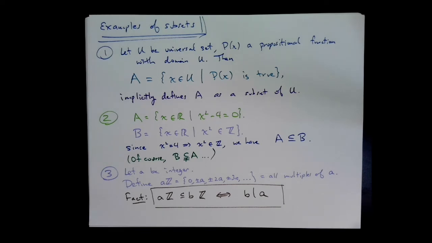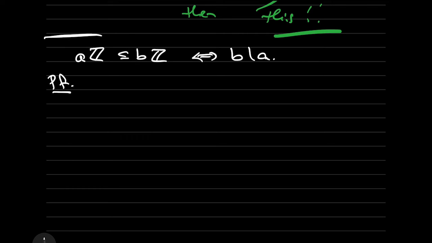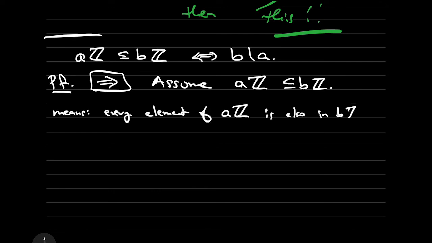Now we're going to prove the claim that AZ is a subset of BZ if and only if B divides A. We'll prove from left to right and then from right to left. So to go from left to right, assume that AZ is a subset of BZ. This means that every element of AZ is also in BZ, because that's the definition of subset. And in particular, this means that A itself is in BZ. And by definition, that means that A is a multiple of B, and of course that means that B divides A.